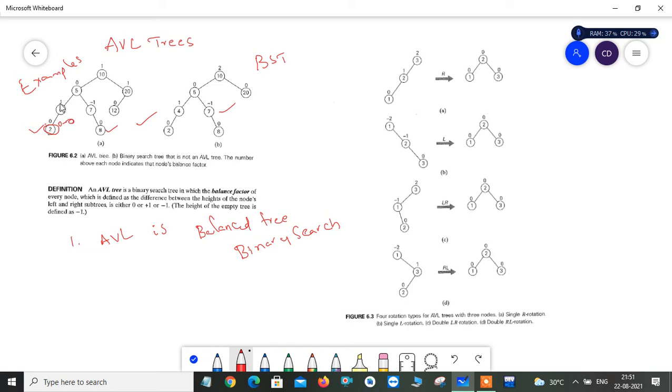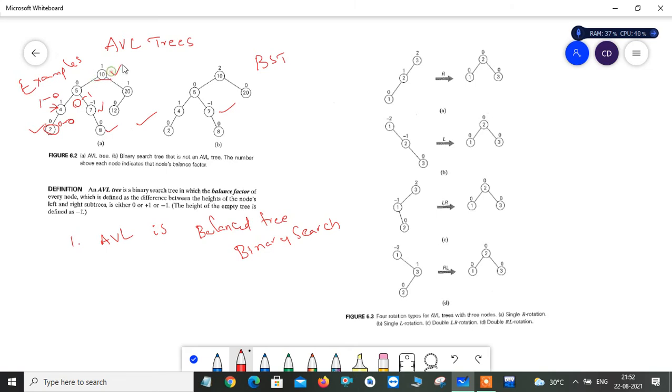Now coming to this one, in order to find the balancing factor at this node, it has one left child and no right child. So the height of the left subtree is 1 and the height of the right subtree is 0. So 1 minus 0 is 1. Now coming to this part, the balancing factor is -1. How? At this node it doesn't have any left child, so the left subtree height is 0, and the right subtree has 1 child. So 0 minus 1, you get -1 at this level.